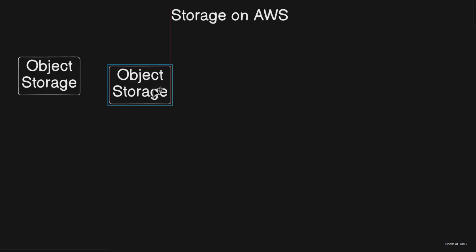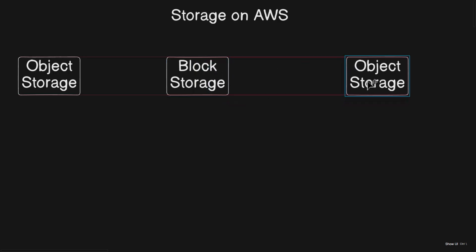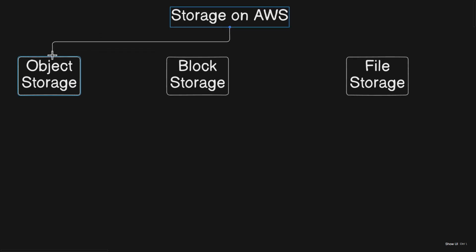So let me talk about those three categories. Number one category is object storage. Then we have the next category, which is block storage. And then we have something called file storage. So all of these are the categories of storage with respect to AWS. When you talk about any sort of storage services, they are likely part of any one of these types. Let us understand what is object storage.